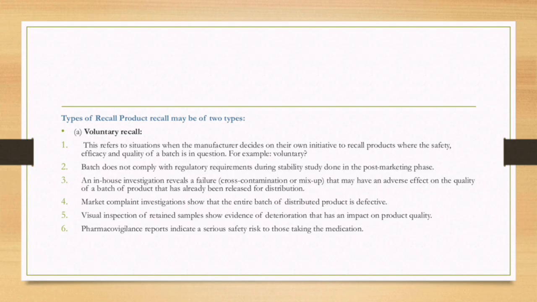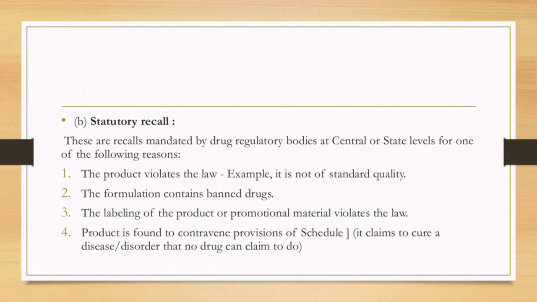Batch does not comply with the regulatory requirements during stability study done in the post-marketing phase, as in-house investigation reveals a failure that may have an adverse effect on the quality of the batch of a product that has already been released for the distribution. Market complaint. Investigations show that the entire batch of the distributed product is defective. Visual inspection of retained samples shows the evidence of the deterioration that has the impact on the product quality. Pharmacovigilance reports indicate a serious safety risk to those taking the medicines.